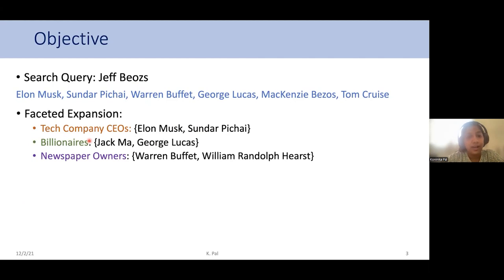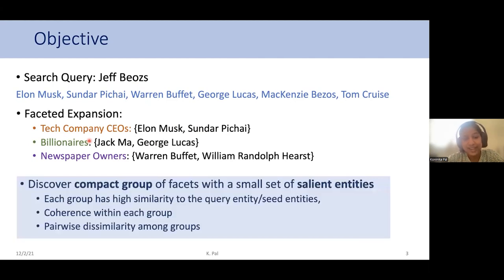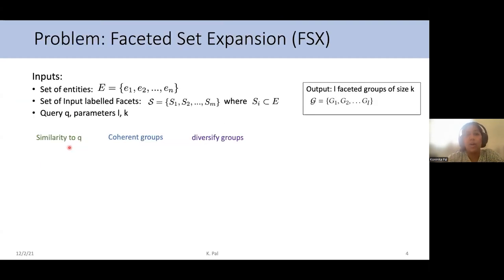Here, if we look at the whole problem statement, we want to discover a very compact group of facets for a particular query, where each of these facets must be very coherent, like the entities within a facet. And we also want those facets to be slightly diverse. We don't want American billionaires, such a subset of billionaires, and so on. So how do we reach such a diverse faceted expansion? That's why we try to formulate this problem as an optimization problem.